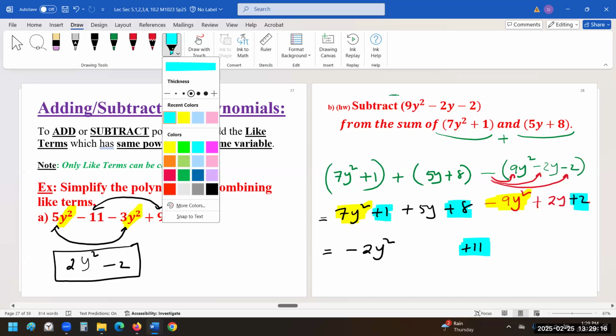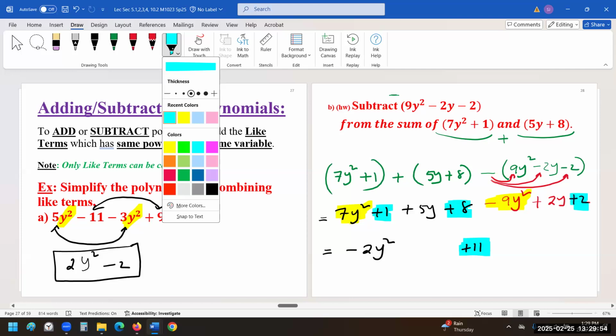One, no, that's... we don't know. Anytime you subtract anything that has more than one term, you must put parentheses. That's why I put the parentheses here. I'm pretty sure we're getting 7y squared plus 5y plus 9 minus (9y squared minus 2y minus 2). And that's the mistake everyone made, because when you subtract, you cannot just put minus this. You have to put minus parentheses and that, because you're subtracting more than one term.